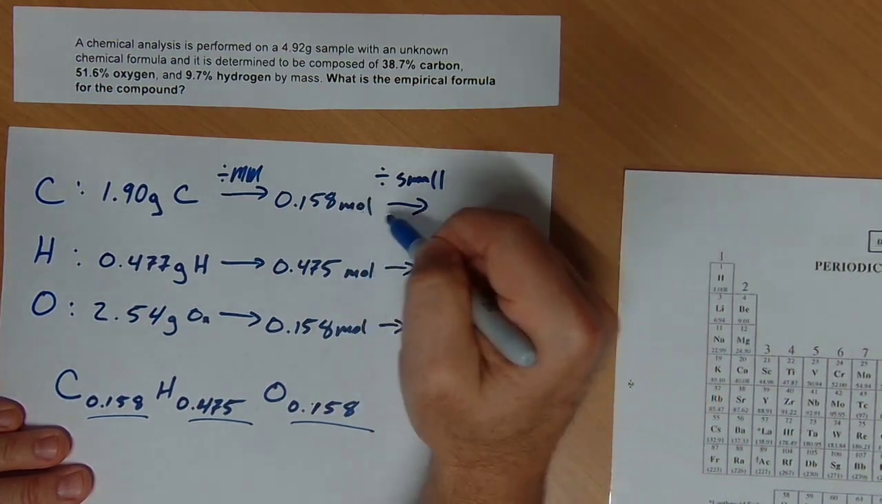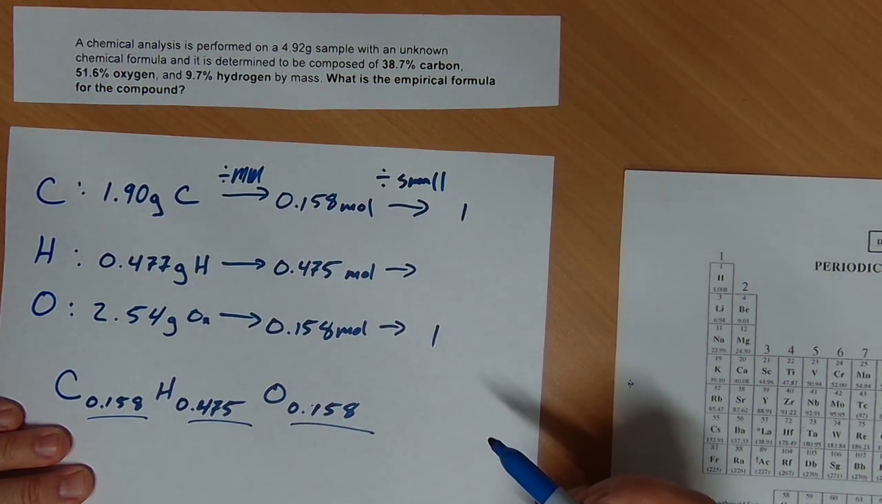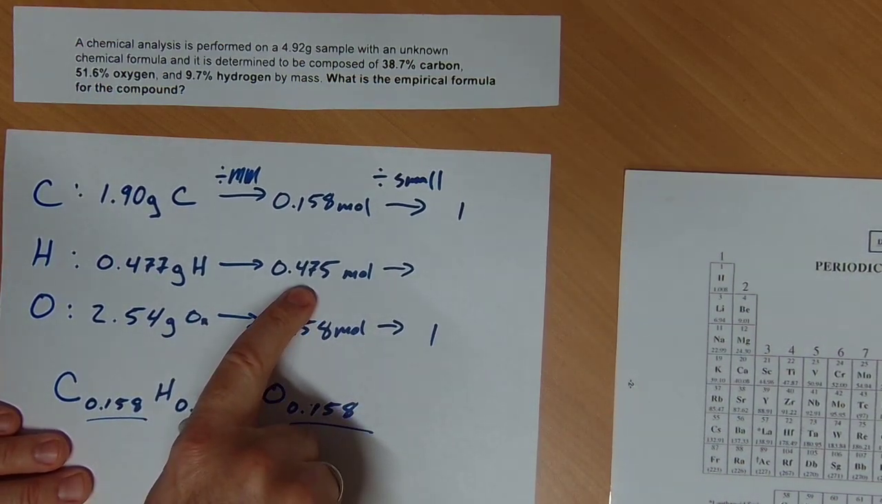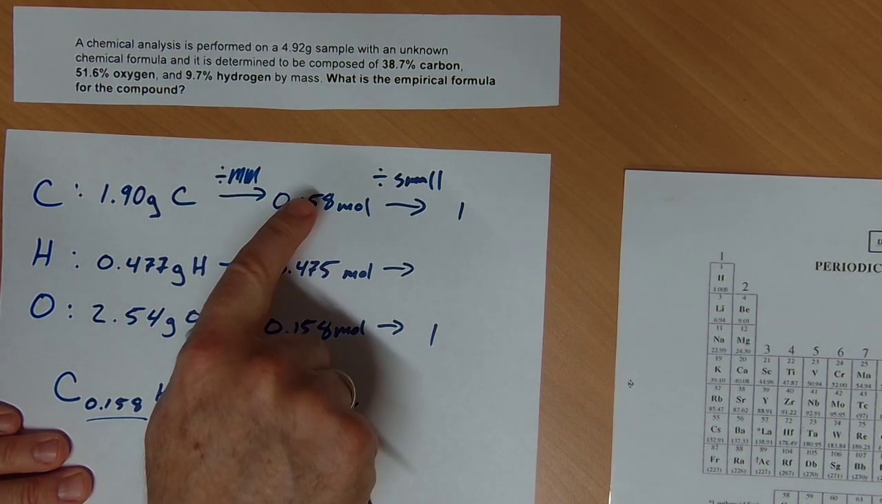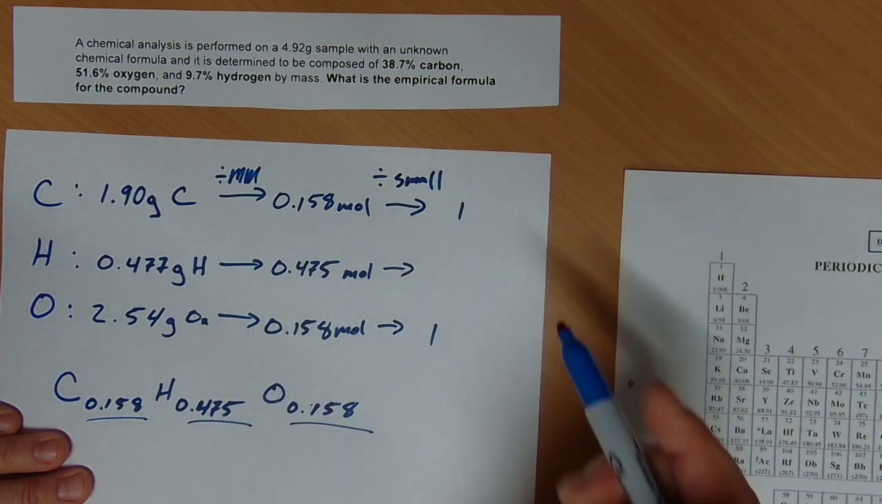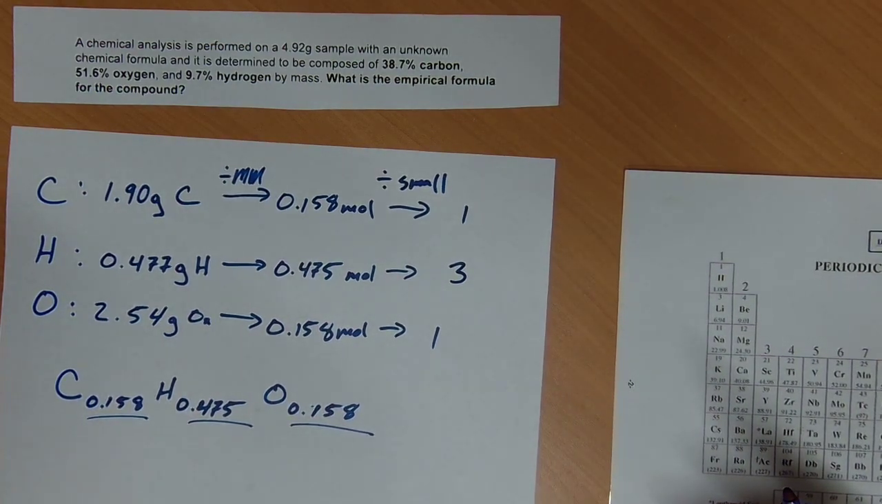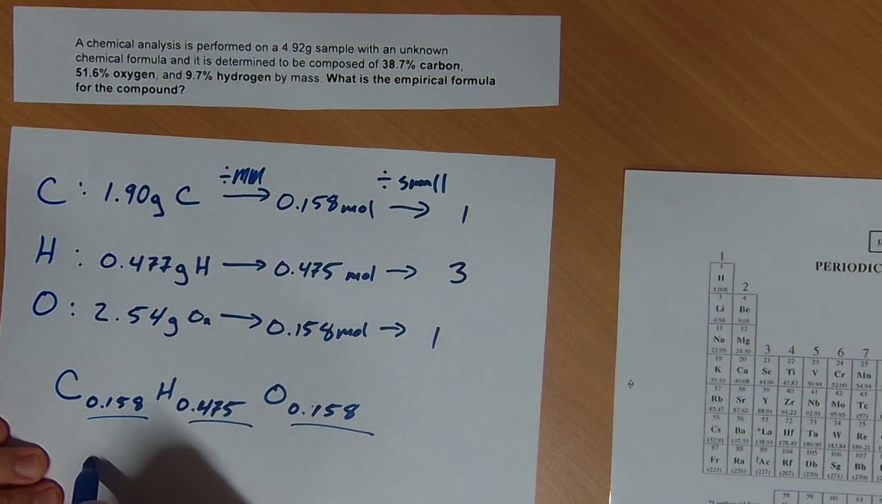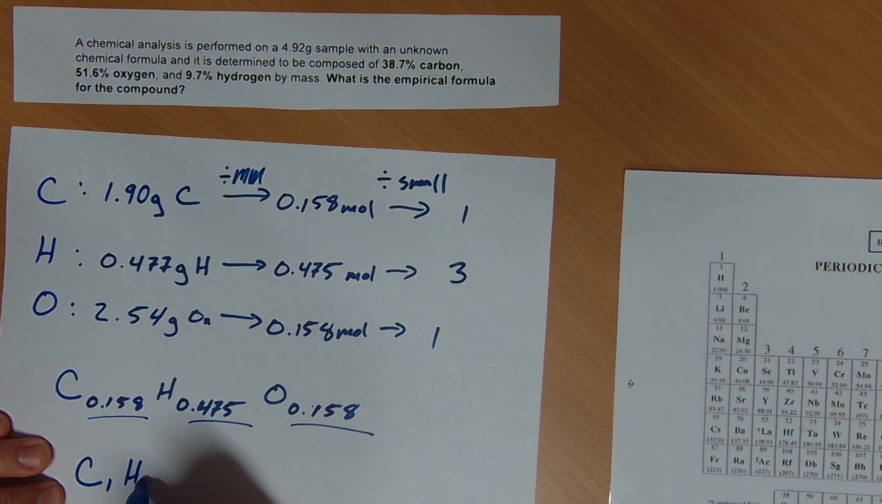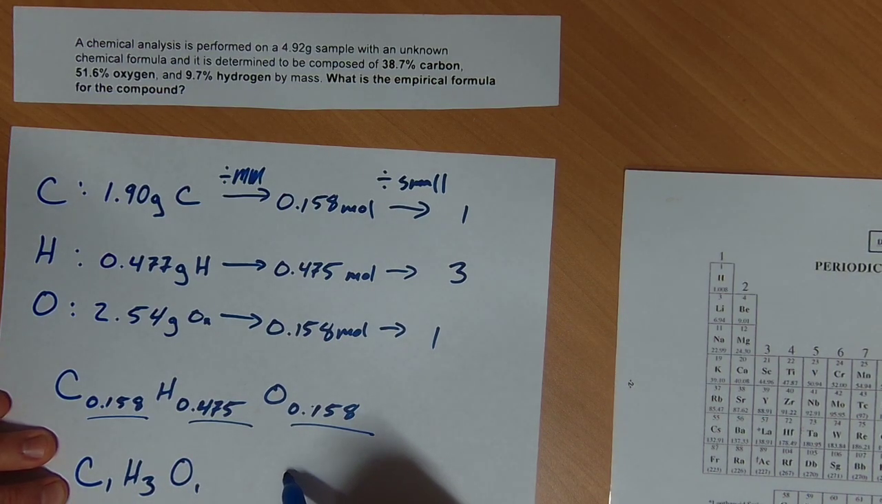But dividing by small is going to leave this to be a 1, that to be a 1. Plug in this divided by that, or this divided by that, into your calculator, and you're going to find that it's a 3. So my empirical formula is C1H3O1. Chemists tend to leave out the ones and just let it be implied.